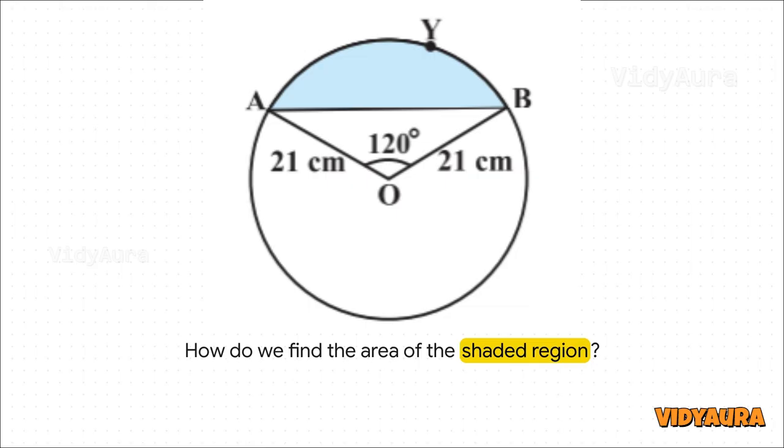You've got a circle, and its radius is 21 centimeters. Now, a chord cuts across it, and it carves out this shaded area. That's what we call a segment. And the angle right at the center of this segment, it's 120 degrees. So the million-dollar question is, how do we figure out the area of just that shaded part?